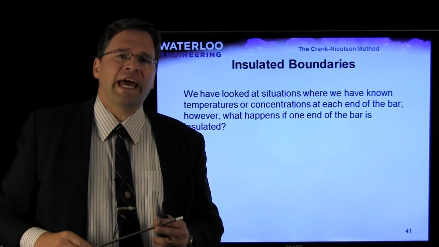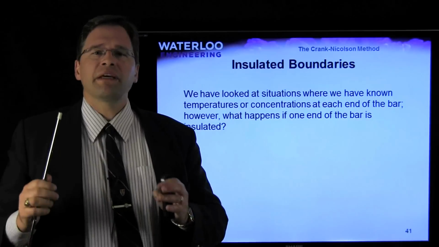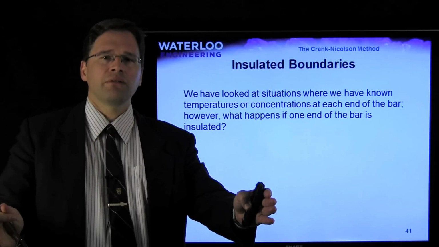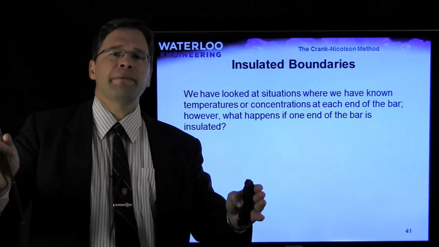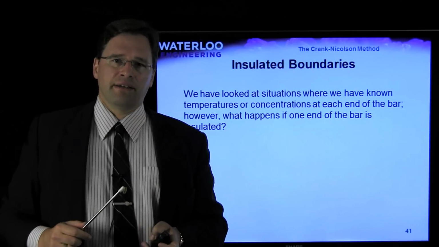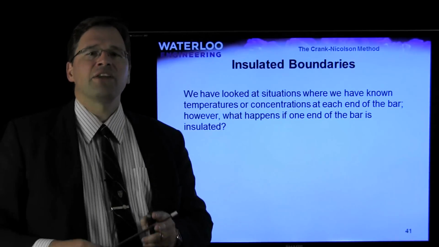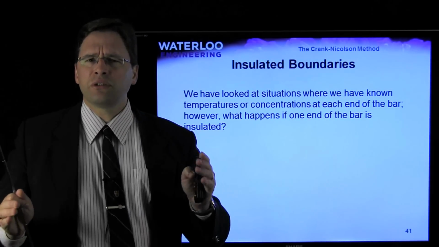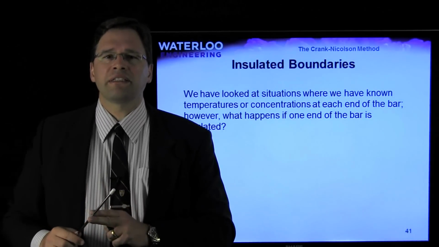So now we're also going to add something else onto that. We're going to look at insulated boundary conditions, because up until now we've only looked at conditions where the values at both endpoints for all values of time are fixed values. Now they may change over time, but they are still fixed values. Those are Dirichlet conditions. Another possibility is to specify not the exact values at the boundaries, but to specify the derivatives at the boundaries. These are known as Neumann conditions.